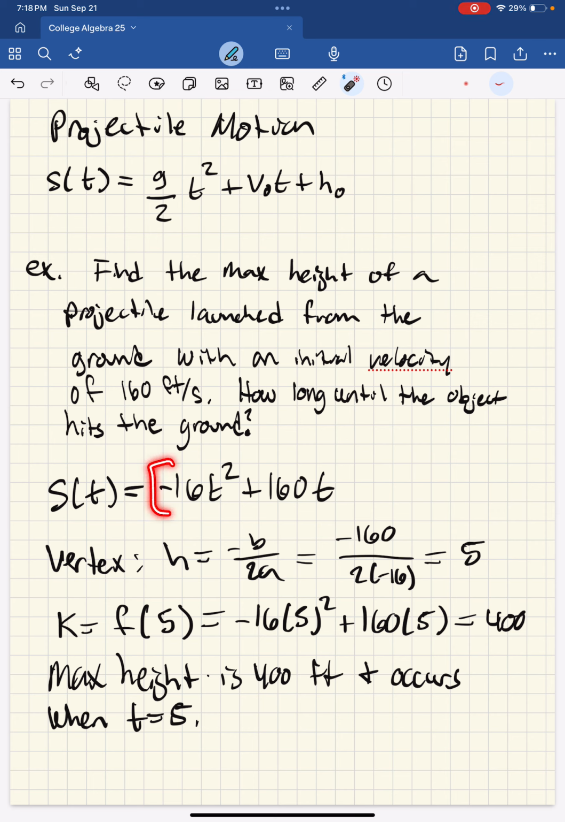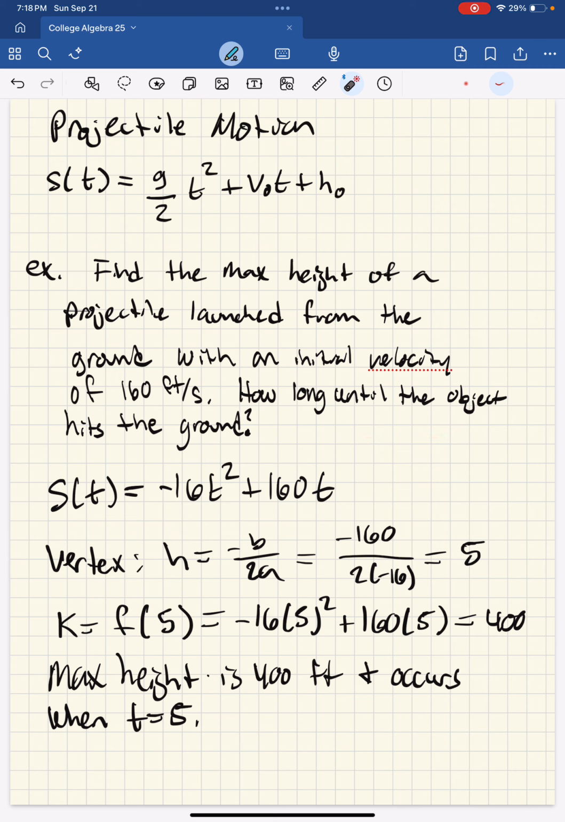So the negative 16 is g over 2. If the gravitational constant is negative 32 feet per second squared, then g over 2 is negative 16. And then v0 is 160. So the coefficient of t, in terms of the quadratic function, v0 is b. And h0 is 0 since it's launched from the ground.